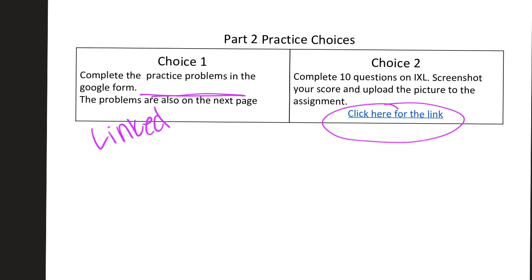Make sure, if you're going to do this one, you need to screenshot your score and upload the picture to the assignment and turn it in. Otherwise, you can't get points for it because I don't know what you've done. Okay? So, you can do either one. Follow the instructions on your Google Classroom when you click the assignment. And be looking for office hours and live class times, and email us if you have any questions.